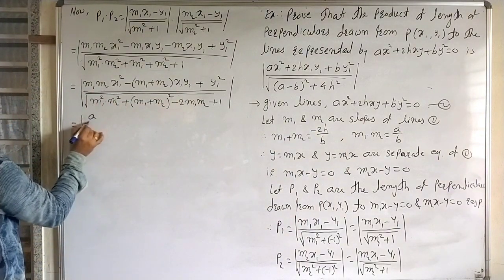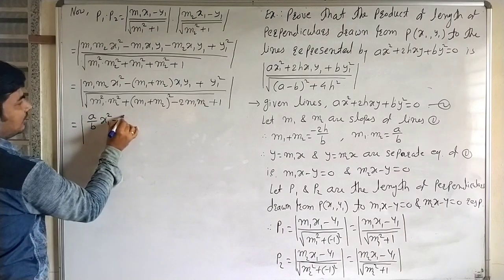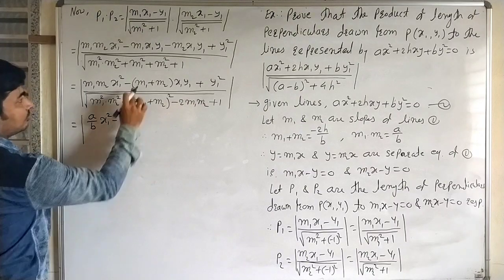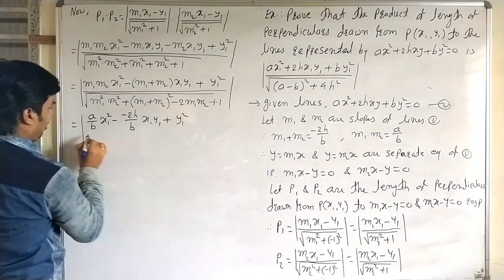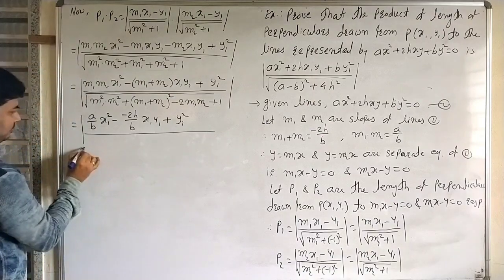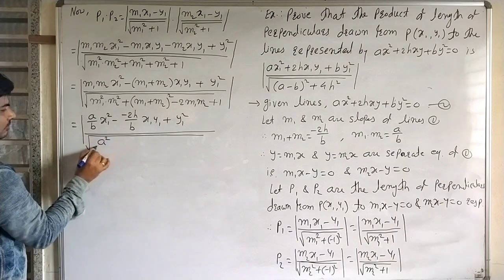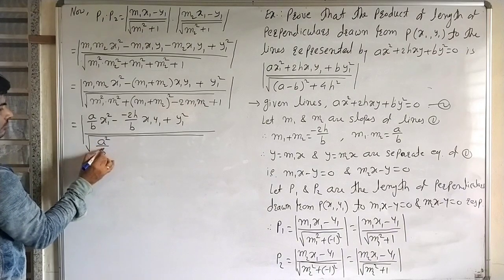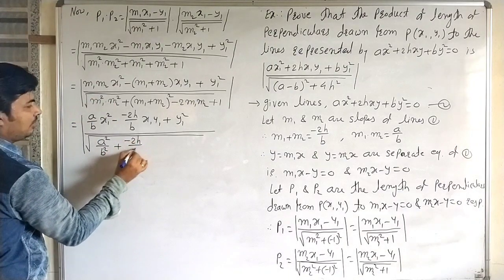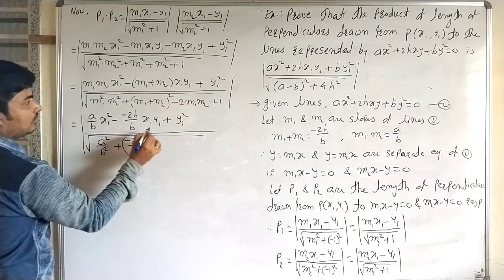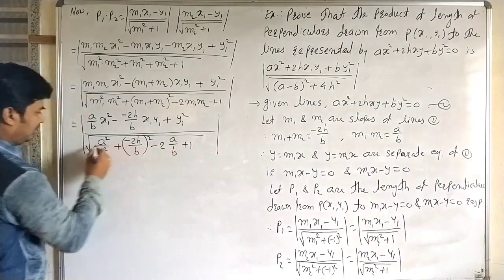m1 into m2, it is a by b, x1 square minus, it is minus 2h by b, x1 y1 plus y1 square, whole to the upon, in under root, it is a square by b square, m1 into m2 whole square, plus minus 2h by b whole square, minus 2 into a by b, and it is plus 1. Now only calculation.